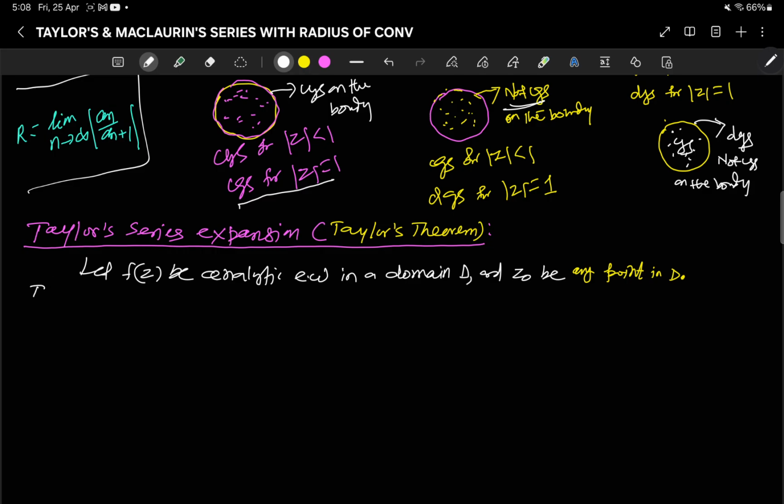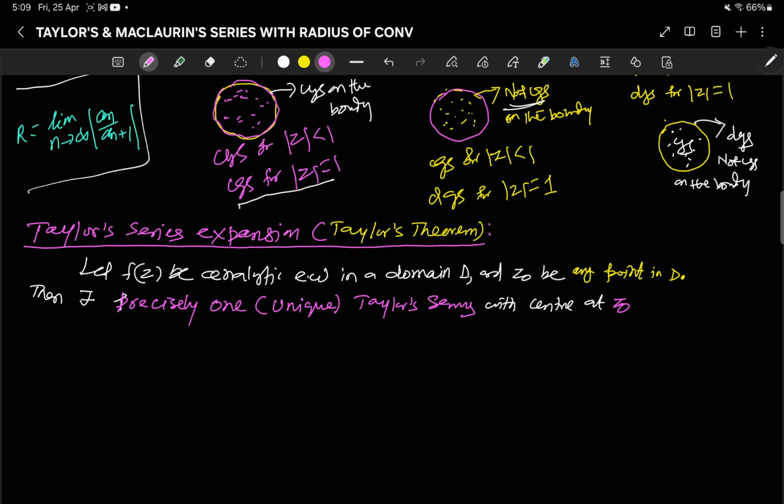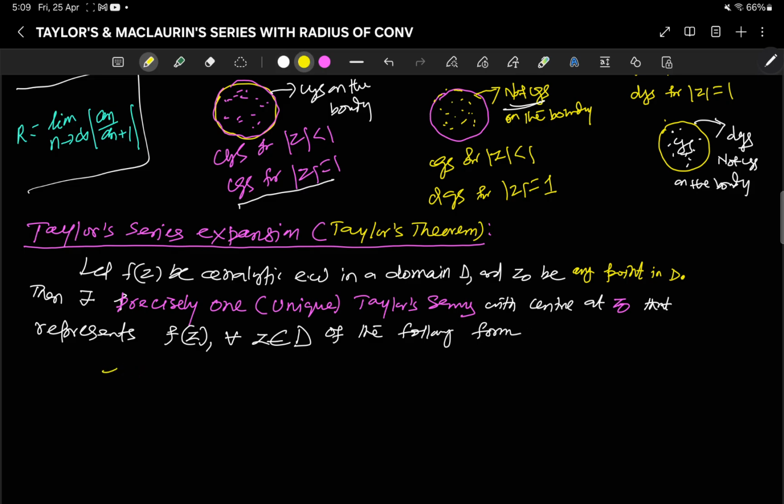Then there exists precisely one, meaning unique, only one, Taylor series with center at z0 that represents f(z) for all z in D, of the following form. The form is f of z for any z.